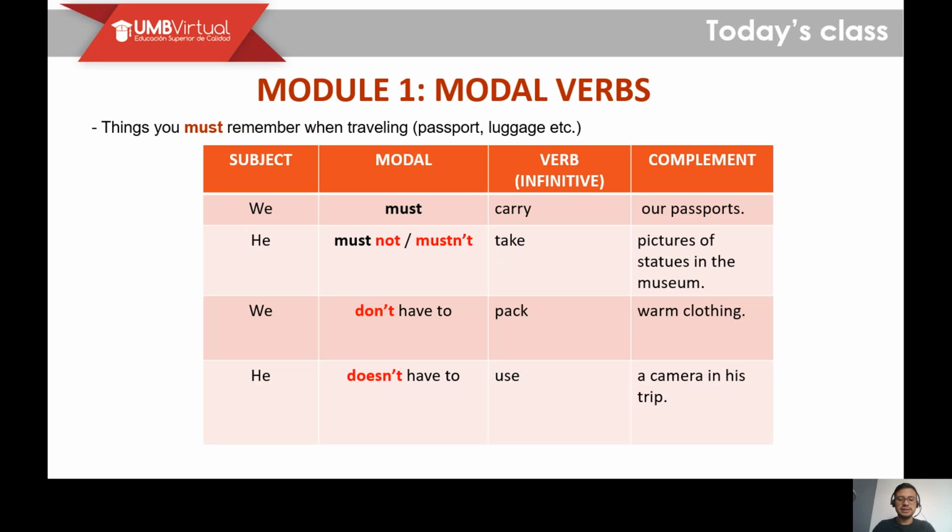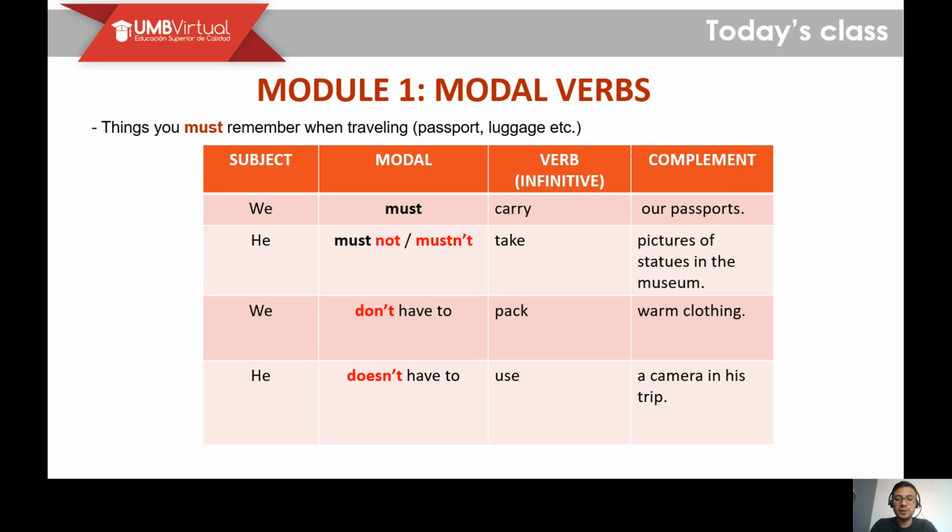Guys, apart from that, we are going to start the Module 1 topics explanation. We have here the modal verbs. With the modal verbs, we have different modal verbs, but we are going to start with the first. This is called things that you must remember. So here we have must and have to. And we are going to focus on them in terms of traveling, for example, vocabulary related to passport, luggage, and things like that.